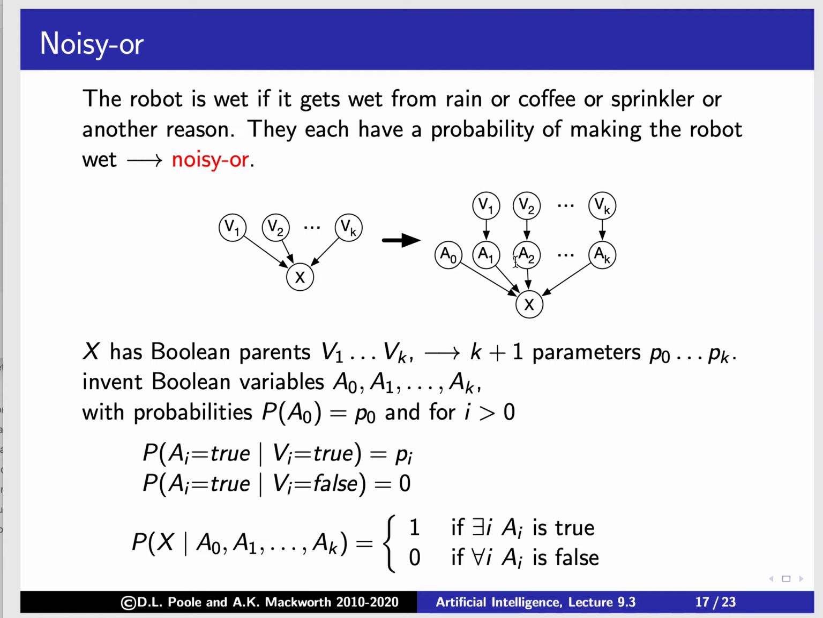So that's what's going to happen here. This probability is now either 0 or 1 if it's just an OR, but this becomes a noisy OR of V1 to VK with some so-called leak probability. If all of these are false, there's still some probability of it happening. So this is called a noisy OR.